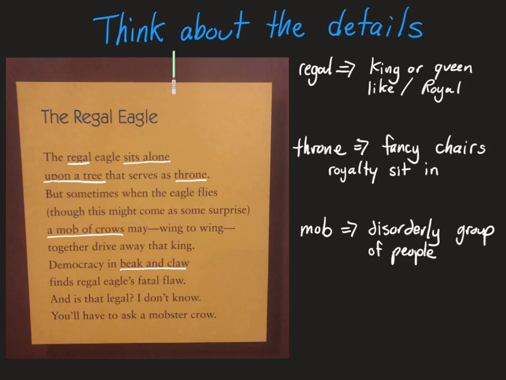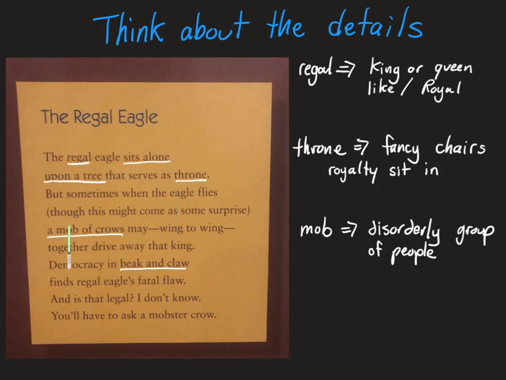Okay, after you read a poem, take some time to think about the details. So for me, I had to look up what this word means, regal. And I actually just typed it into my device and found out that it means king or queen-like or royal. So for me, that detail really changed what this poem means. I didn't know what it meant before, but now I know that they're comparing this eagle to a king or queen. And it's sitting alone in a tree. And then the tree is serving as its throne. So a throne, I already know that a throne is a fancy chair that royal people sit in.